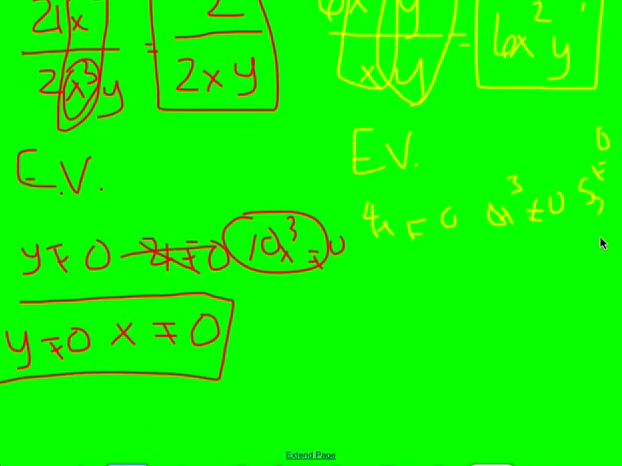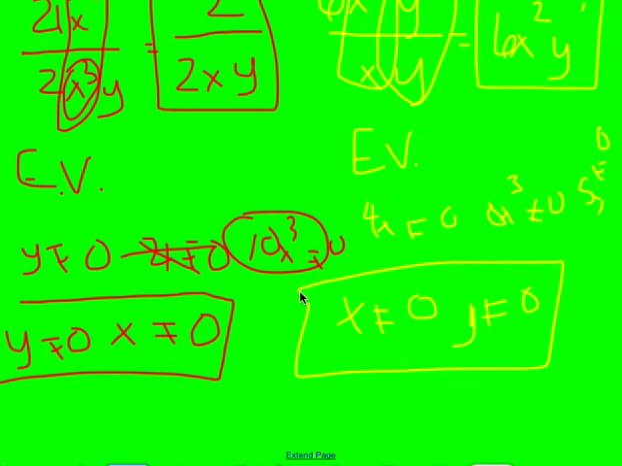So the only way that 4x is going to be equal to 0 is if x itself is equal to 0. So x cannot be 0. And the only way that 5y is going to be equal to 0 is if y is equal to 0. So my two excluded values are that x cannot be 0 and y cannot be 0.